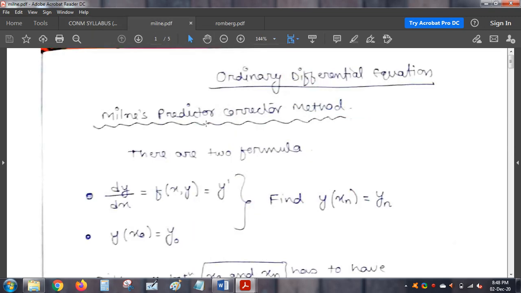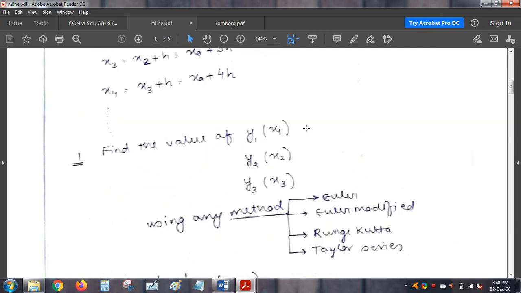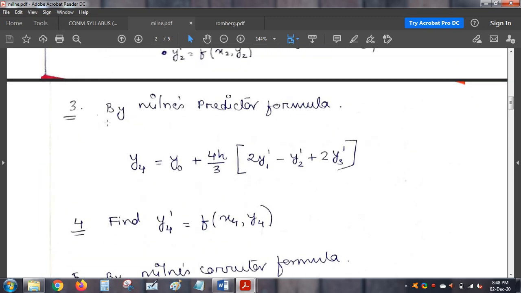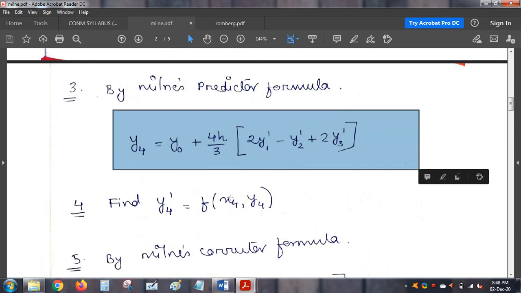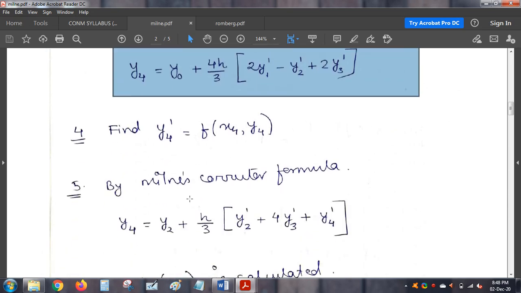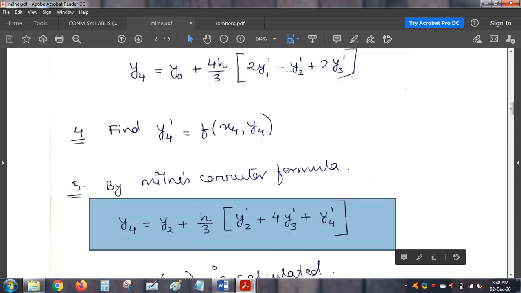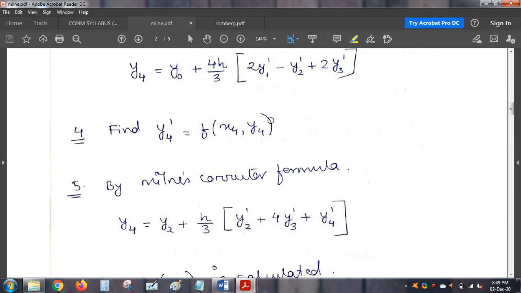Over here what happens is that in Milne's predictor corrector method there are two formulas. The first formula is your predictor formula, with the help of which you are going to predict a value, and then you have the corrector formula with the help of which you are going to correct your predicted value. So this is how it works out.